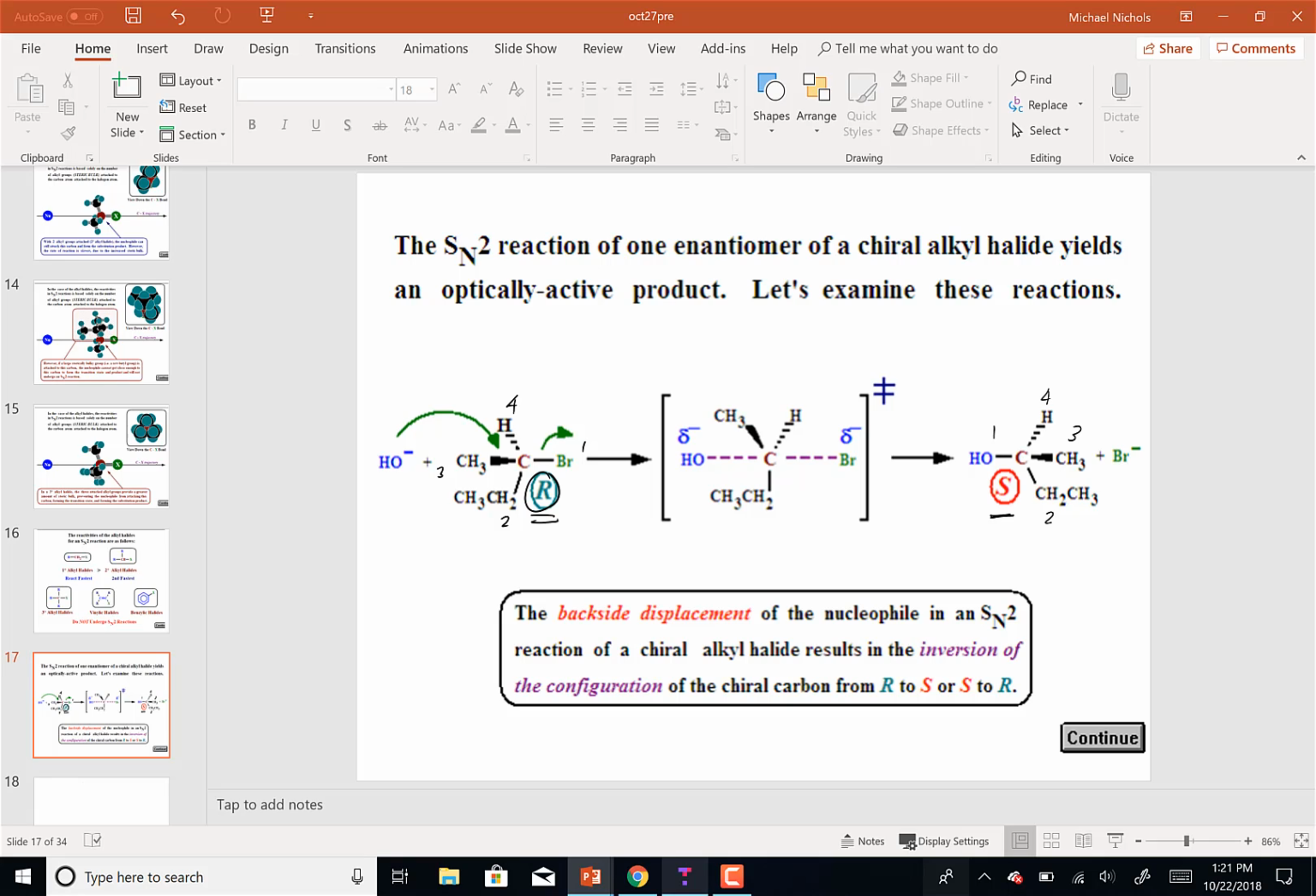And so what that means is that you have to have backside attack, and that this chiral center undergoes what's called inversion of configuration. So again, the sign of the product does not change. Whether it's D or L or R or S, you'd have to figure out. But what happens 99% of the time, and 100% of the time in this class, is that the R configuration gets inverted to S or vice versa in an SN2 reaction. And that confirms the fact that we have backside attack.